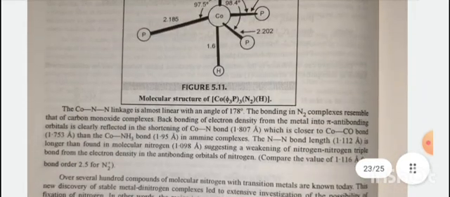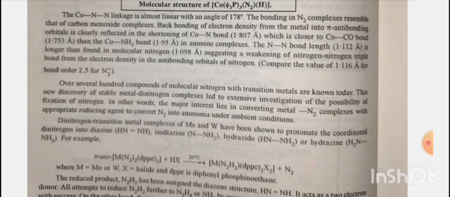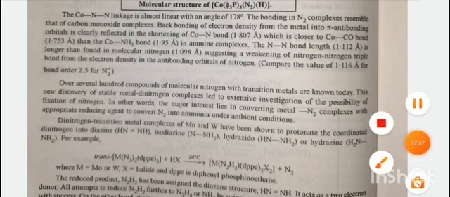An X-ray study of the [Ru(NH3)5N2]2+ complex indicates that the Ru-N-N linkage is linear, in a very related compound where the coordinated ligand is triphenylphosphine. The molecular structure is shown in figure 5.11. The Ru-N-N linkage is almost linear with an angle of 178.